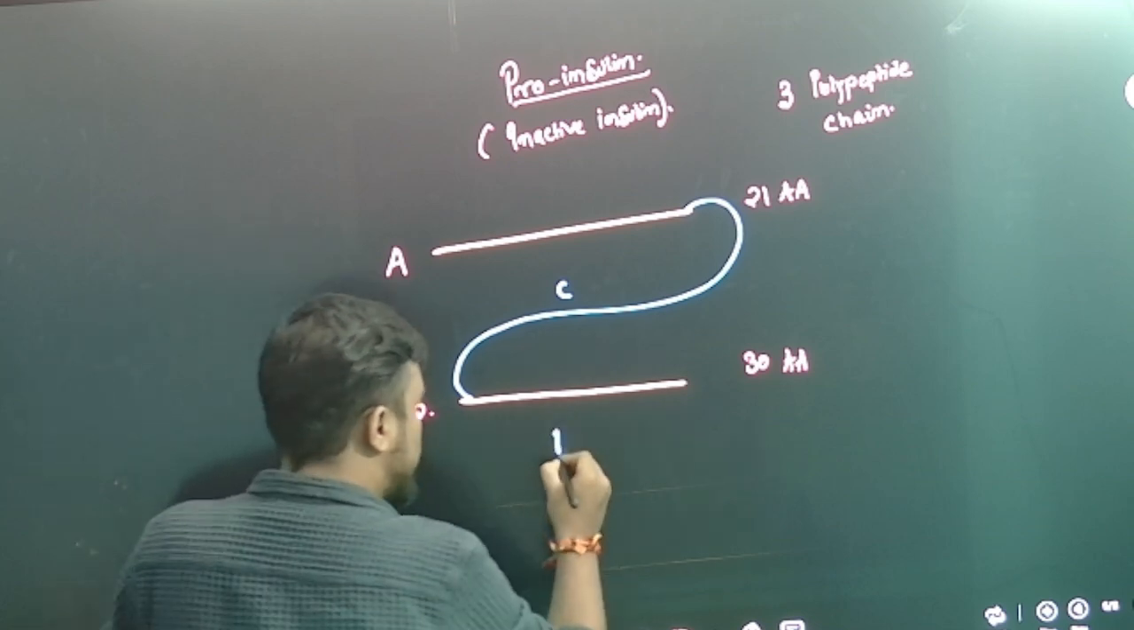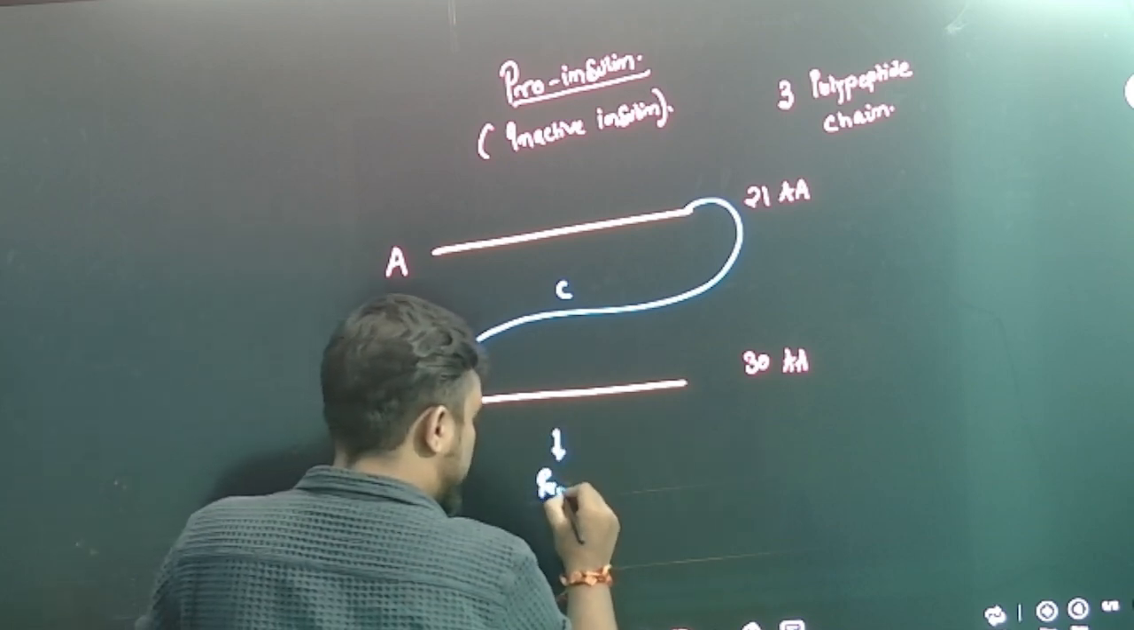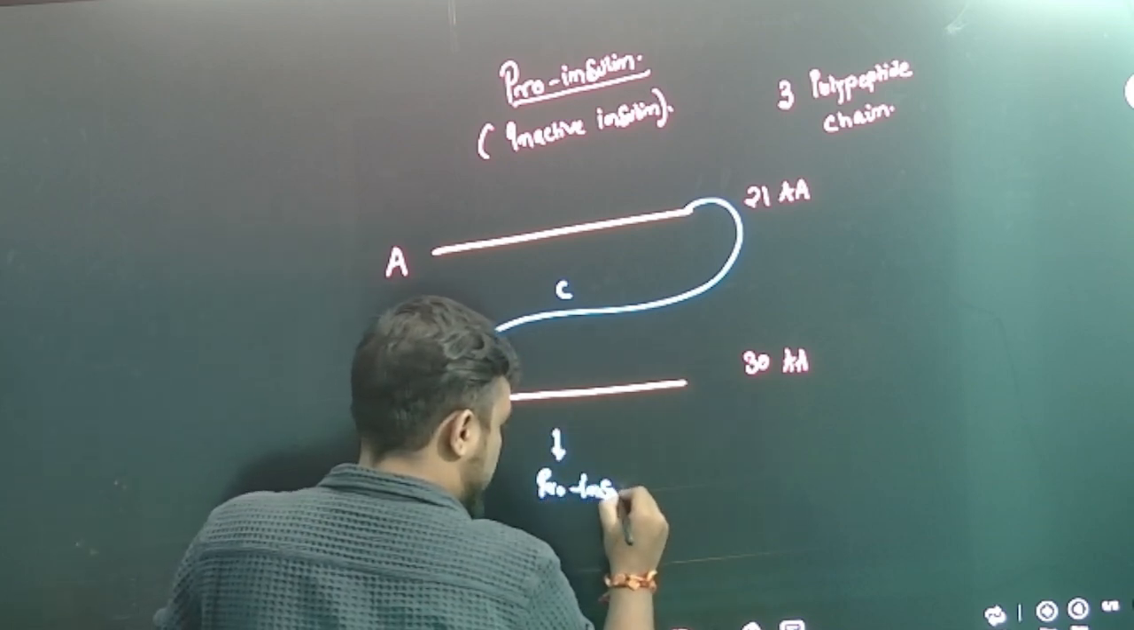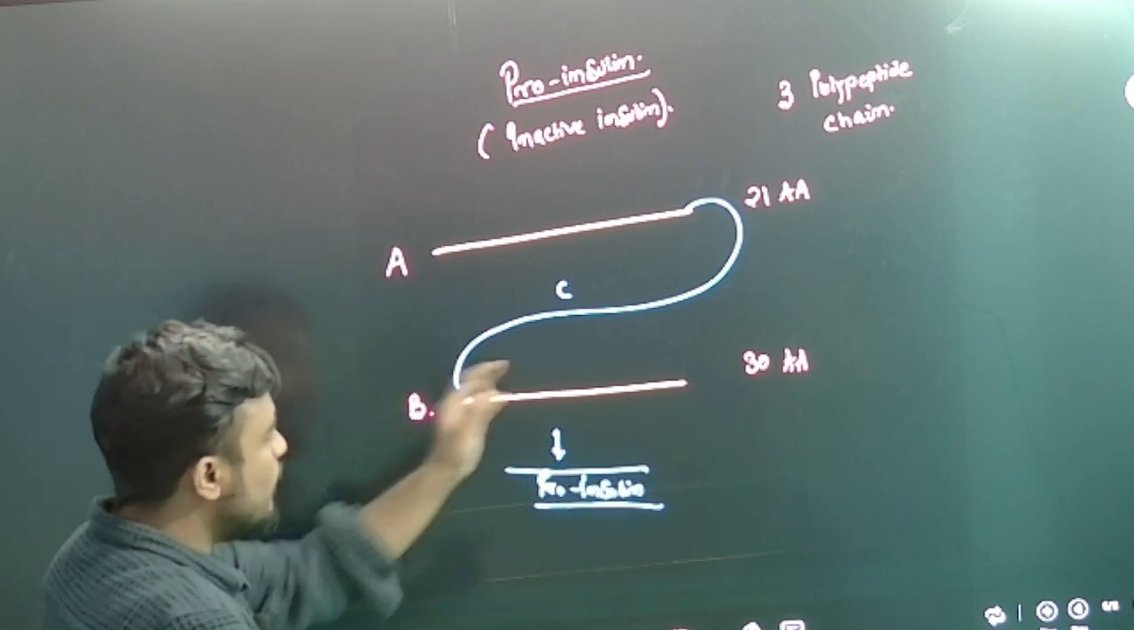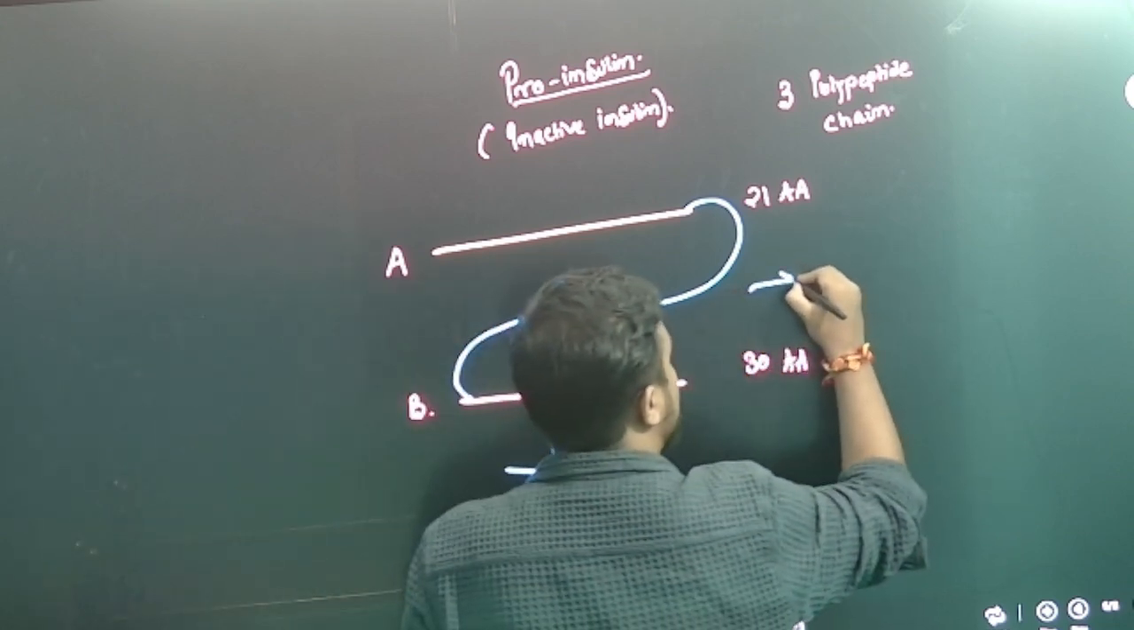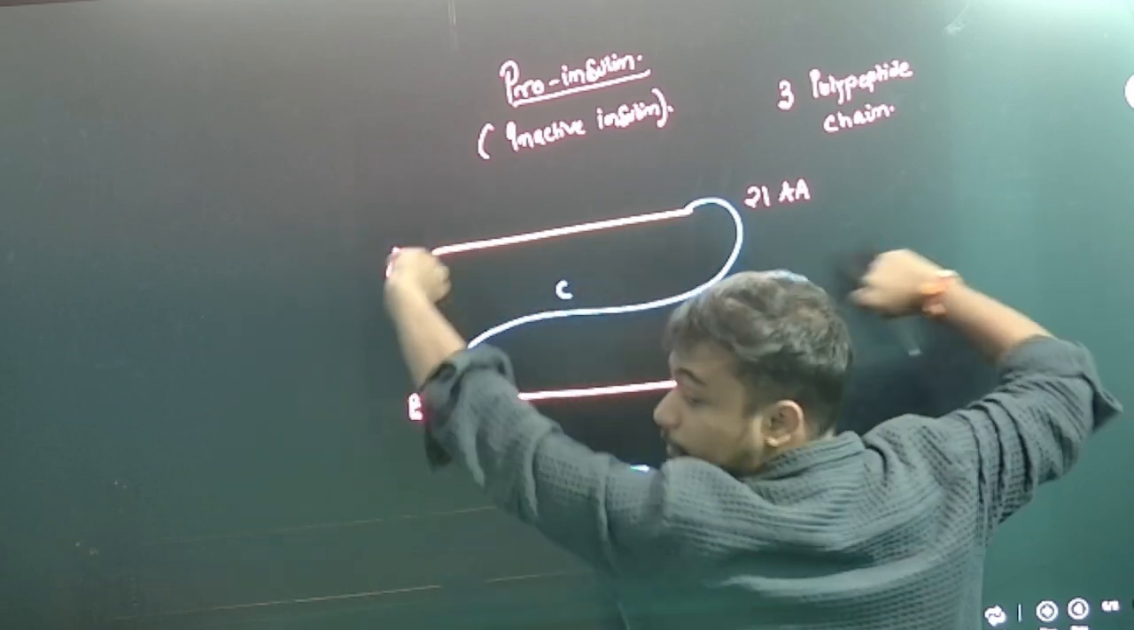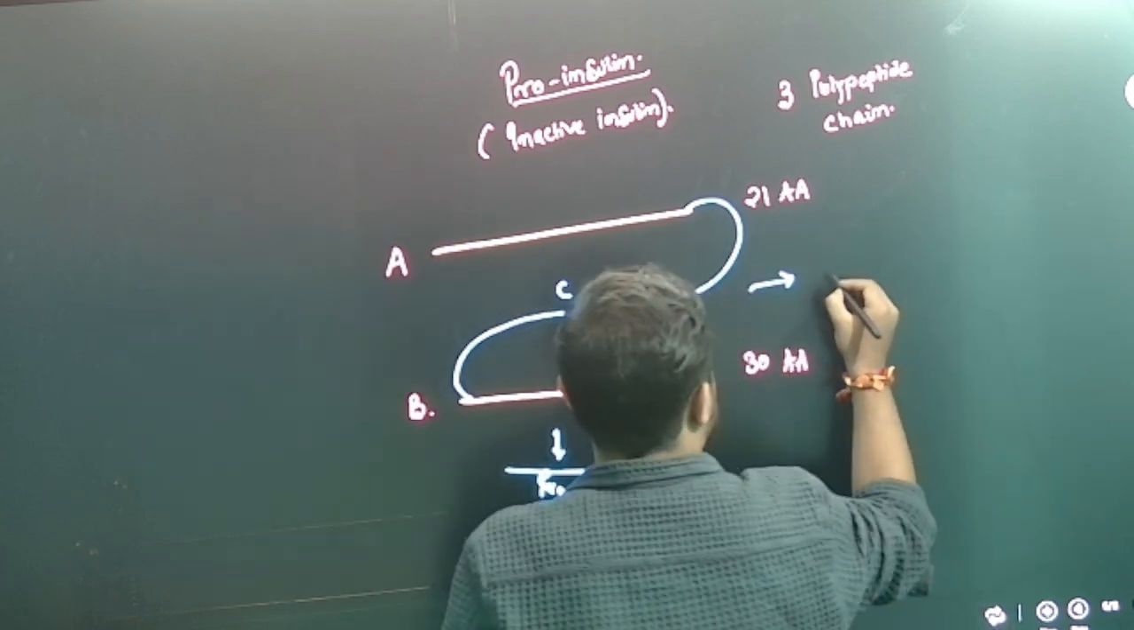Now this form of insulin is called proinsulin. It is the inactivated form of insulin. Now if you stretch this insulin in a linear manner, like this, you will see that.